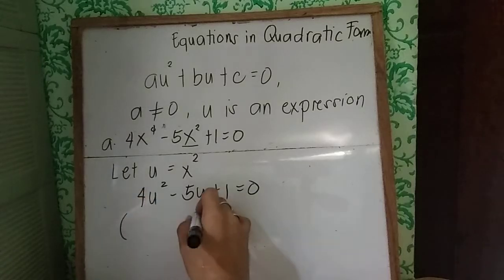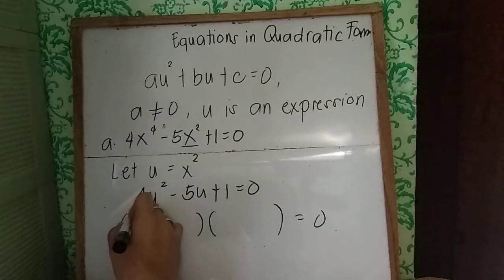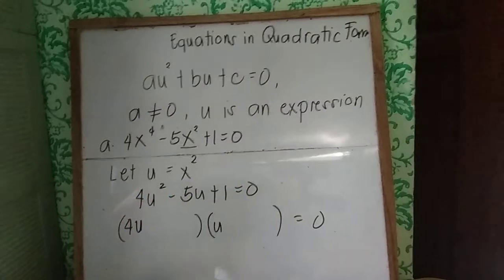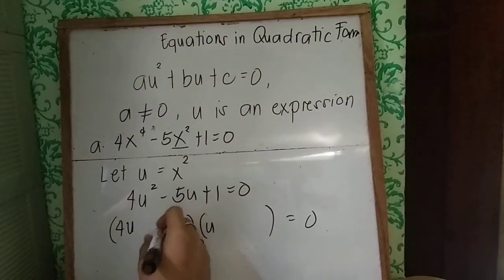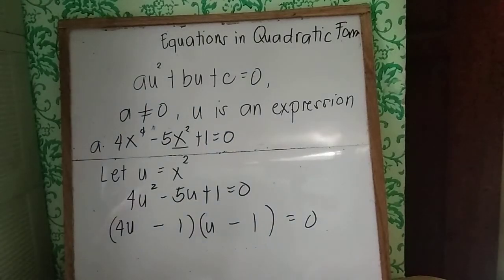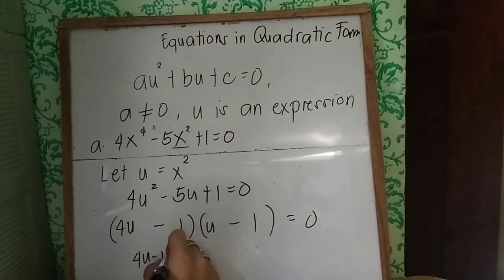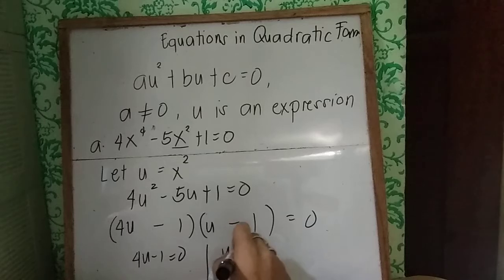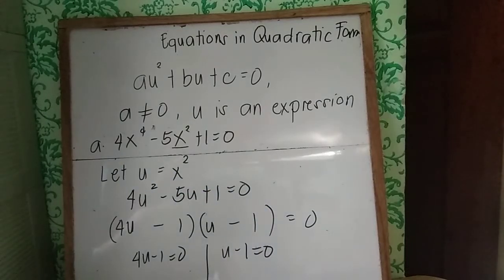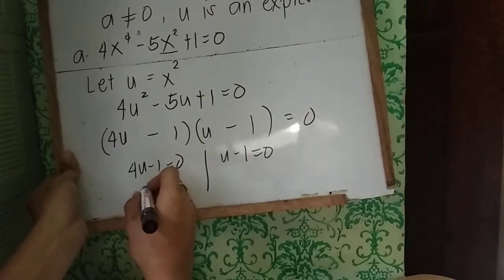So we will create two binomials. The factor of 4u squared is 4u times u. Then the factors of positive 1 are negative 1, negative 1. Okay, next is to proceed to the zero product principle or zero product property. So 4u minus 1 is equal to 0, then u minus 1 is equal to 0. After this, we will find the value of u.